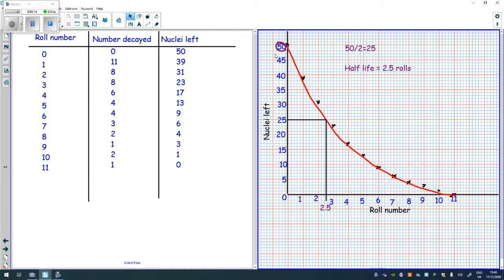So can you send me a picture of your graph with your half-life written on it once you've worked it out? But once you've done, you can just watch this last little bit, because what's good about half-life is it's consistent.